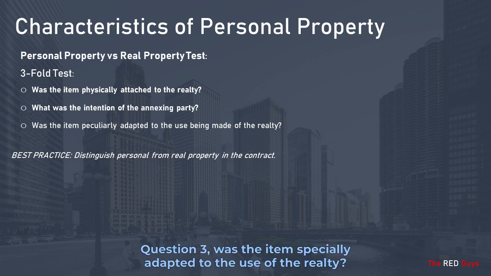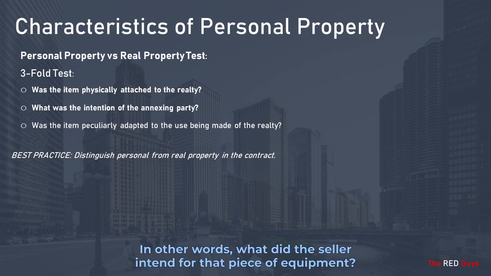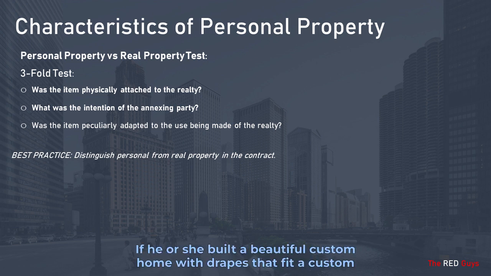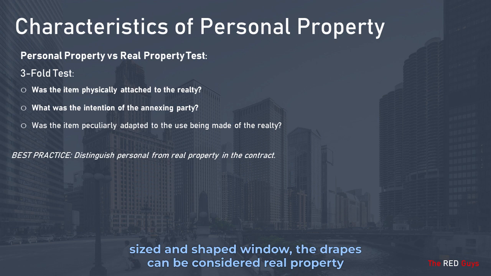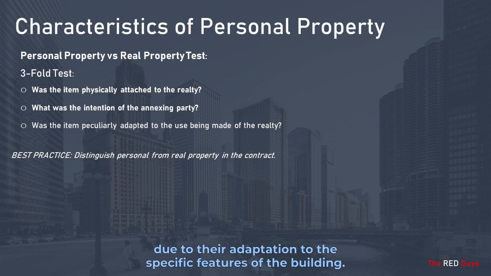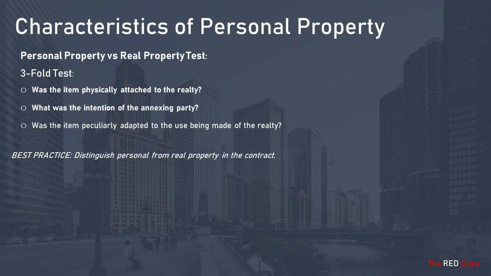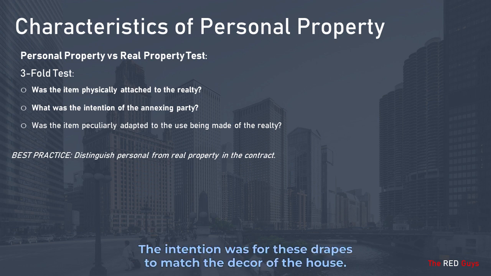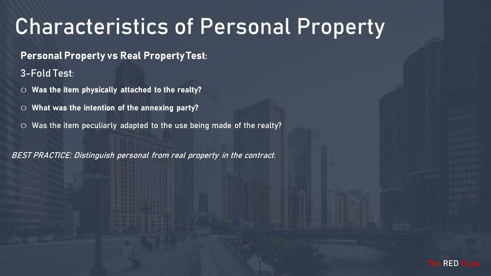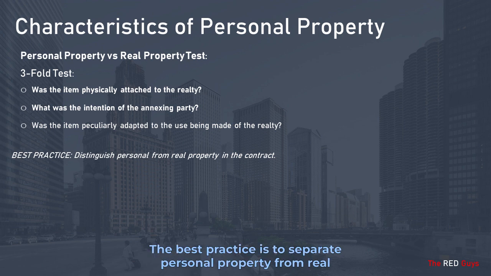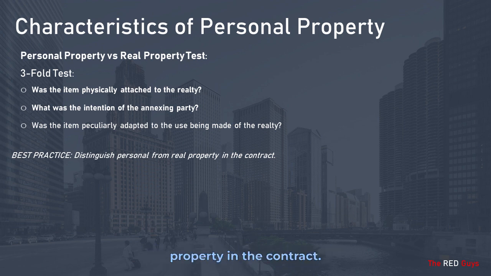Question 3. Was the item specially adapted to the use of the realty? In other words, what did the seller intend for that piece of equipment? If he or she built a beautiful custom home with drapes that fit a custom-sized and shaped window, the drapes can be considered real property due to their adaptation to the specific features of the building. The intention was for these drapes to match the decor of the house. The best practice is to separate personal property from real property in the contract.